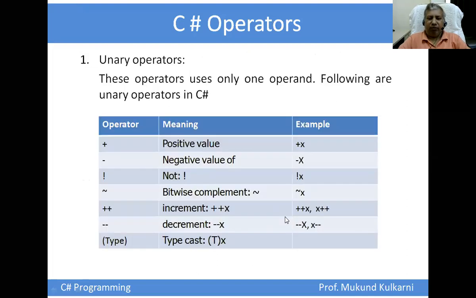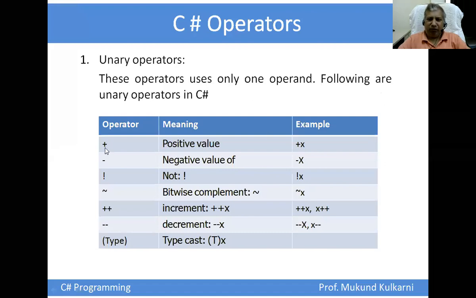Now let us start with the first type of operator, arithmetic operators. Out of which, the first part is unary operators. I already explained this part. What is the meaning of unary operator? These operators use only one operand, and following are the unary operators in C sharp.